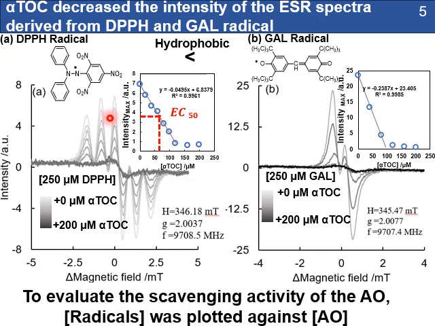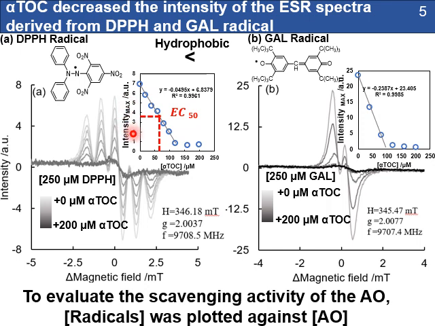Here is the result of the radical scavenging activity. In this study, we used DPPH radical and galvinoxyl radical as the radical species. Galvinoxyl radical is more hydrophobic than DPPH. In this case, I will explain the result for alpha-tocopherol. This graph shows the relationship between intensity and the concentration of alpha-tocopherol. As the concentration of alpha-tocopherol increased, the intensity decreased.